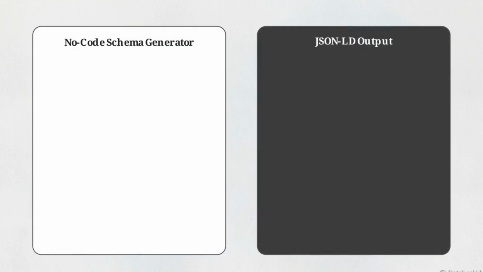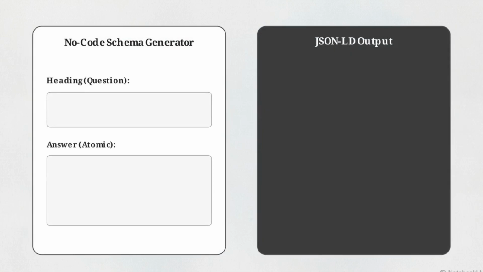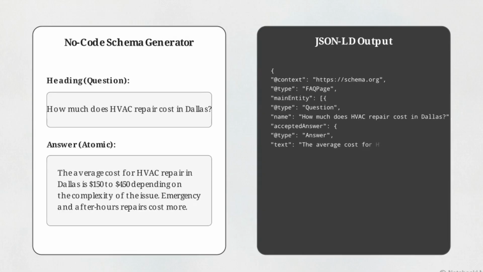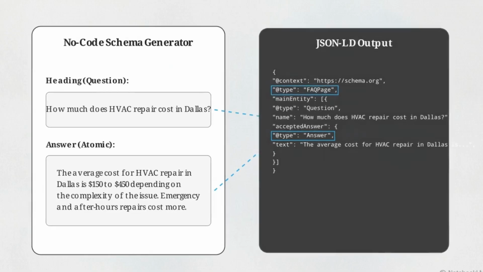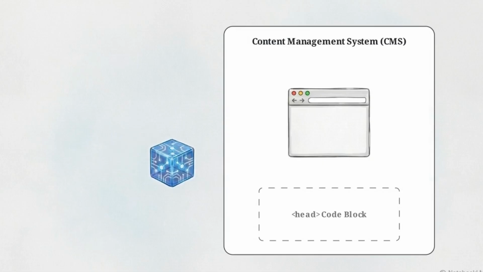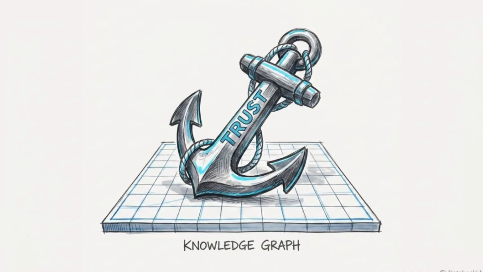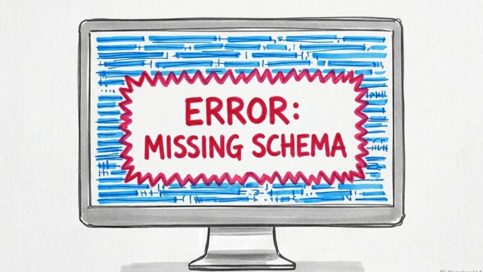To deploy this, navigate to any free, no-code schema JSON LD generator online. Take the exact question-based headings and atomic answers you just wrote and paste them into the generator tool. Copy that newly generated code block and paste it directly into your web page's header or HTML block via your content management system. Injecting this machine-native language feeds the AI's verification engine, helping anchor your brand's data as a trusted primary source. Broken code is worse than no code at all.